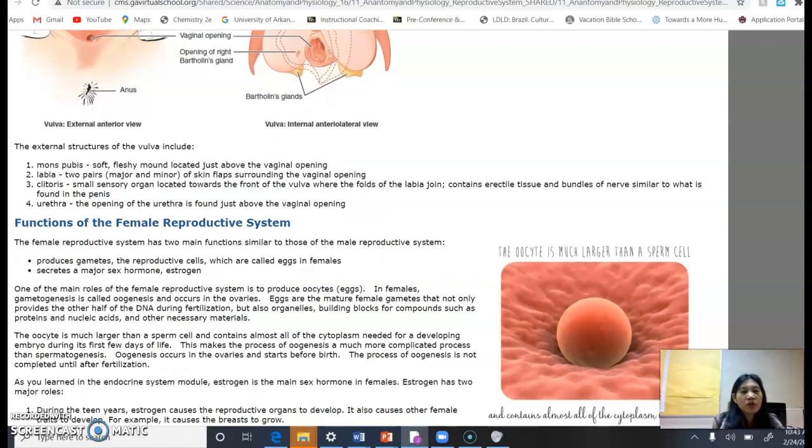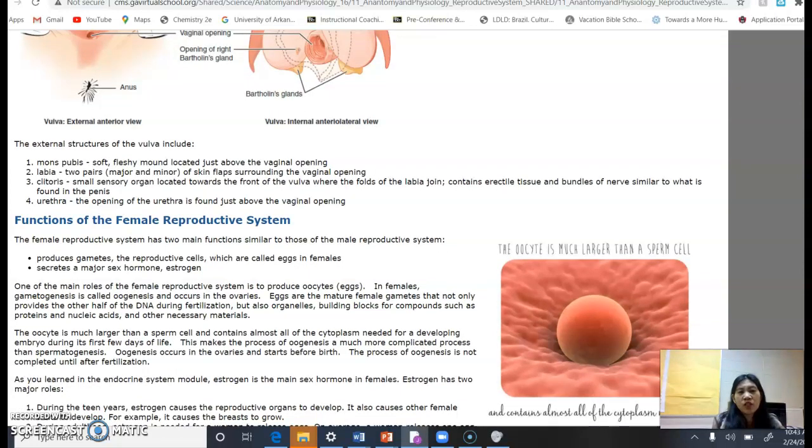Okay, what's the role of the female reproductive system? It is to produce the oocytes, or the eggs. In females, gametogenesis is called oogenesis and occurs in the ovaries. So the eggs, which are mature female gametes, not only provide the other half of the DNA during fertilization, but also organelles, building blocks of compounds such as proteins and nucleic acids, and other necessary materials.